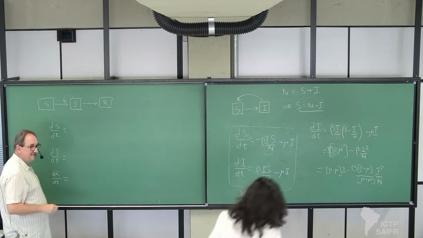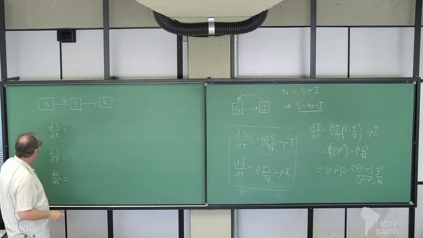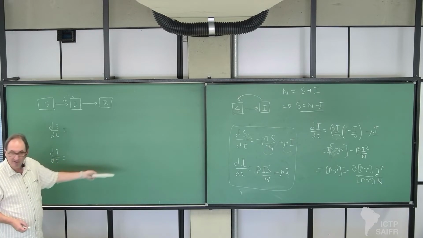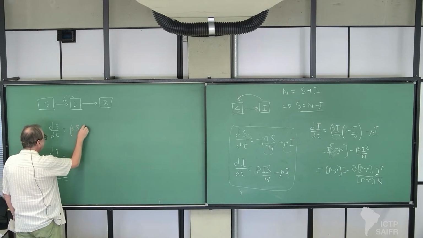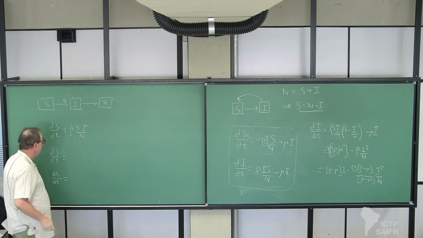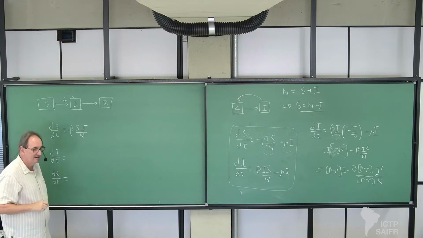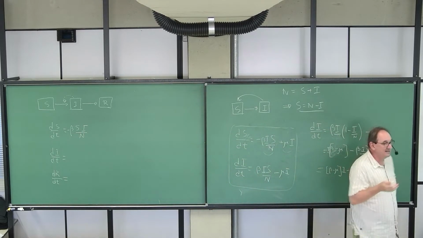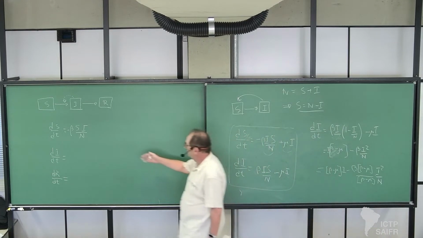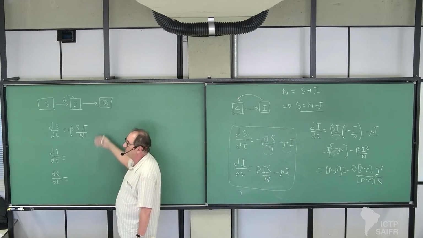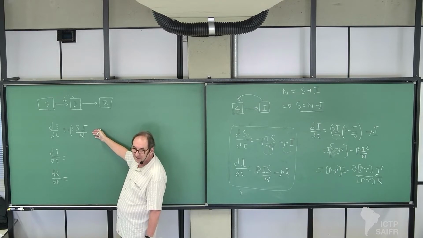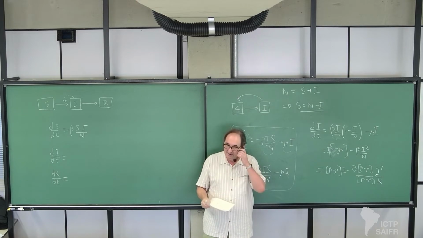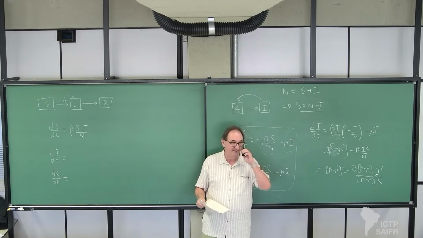So dS/dt, by the same reasoning from the SIS model, is beta times S times I over N, with a minus sign. The same reasoning. But now there's no other term here because nobody is getting susceptible again, and we are considering a population that's closed, without dynamics of birth and death.